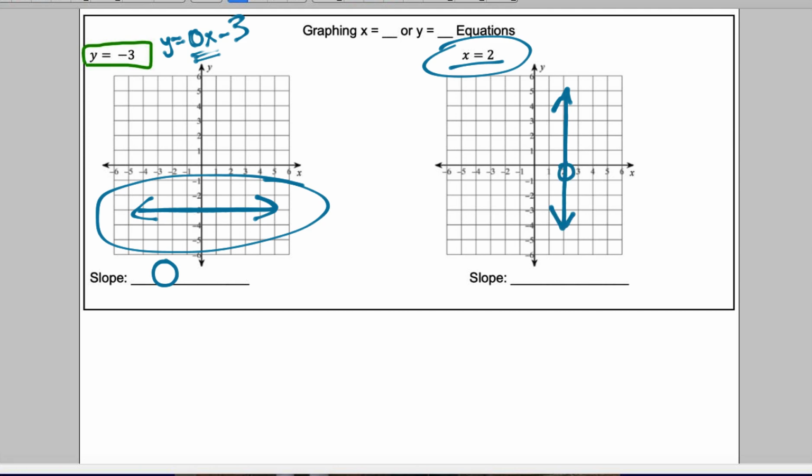And I just say, okay, if it's x equals, that would have to be a vertical line up and down. And this is what we call an undefined slope, right? You have a vertical line, it's not like a slope of 0. It technically doesn't exist. There is no run, so you can't divide by 0. So it's an undefined slope.